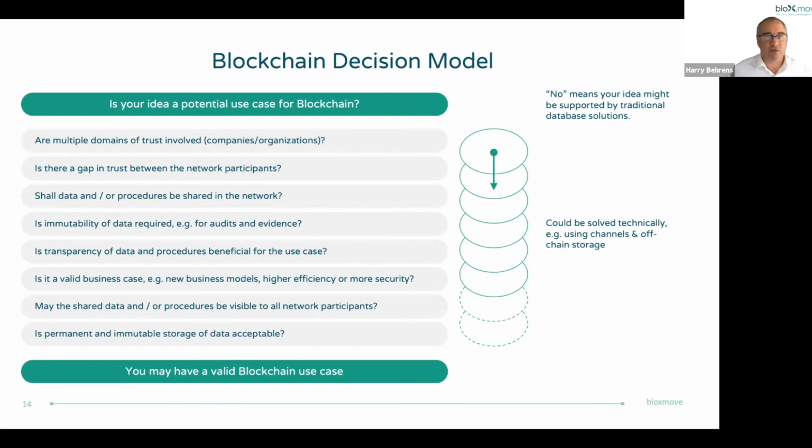Is there a gap in trust between the network participants? If it's very friendly and very close relationships where you basically believe if somebody gives you a record of his database because you've been doing business together for the last 50 years, then probably you might not need blockchain either. And do you need data or procedures to be shared in the network? So do you need to have common logic being applied all over the network? That's another good indicator. Okay, proceed.